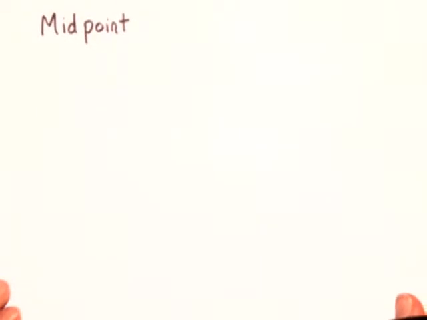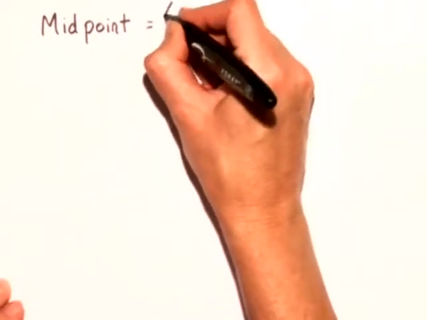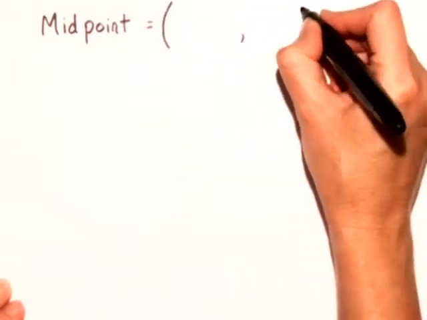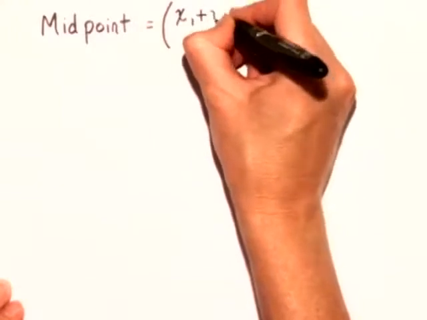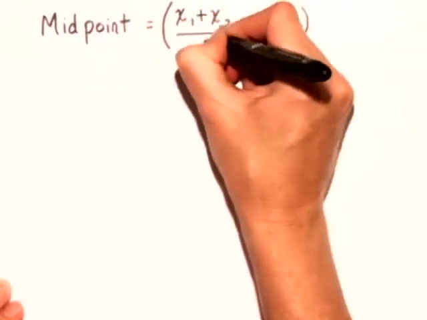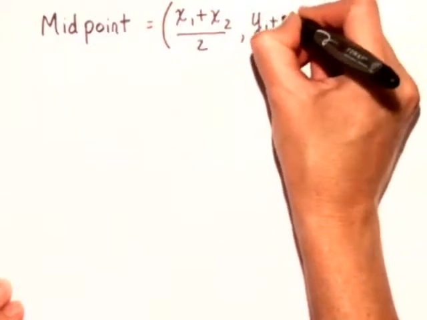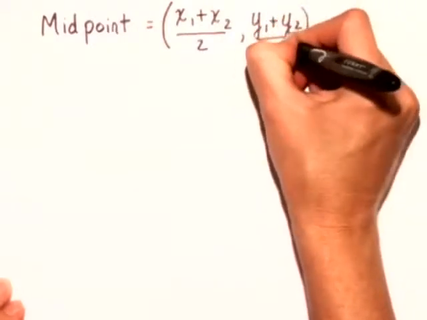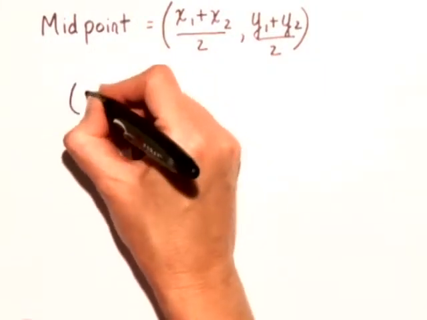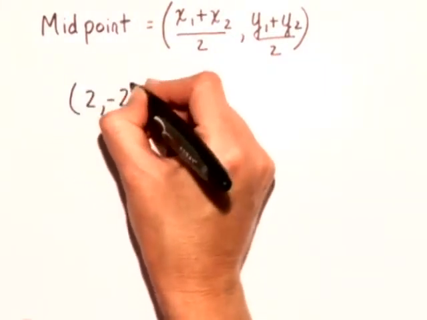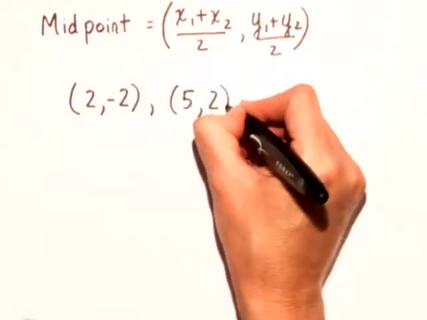Now let's calculate the midpoint. The midpoint formula is given by a set of ordered pairs. It's the sum of the x-coordinates, x sub 1 plus x sub 2 divided by 2, and the sum of the y-coordinates, y sub 1 plus y sub 2 divided by 2. And now we'll find the midpoint of the line segment whose endpoints are (2, -2) and (5, 2).